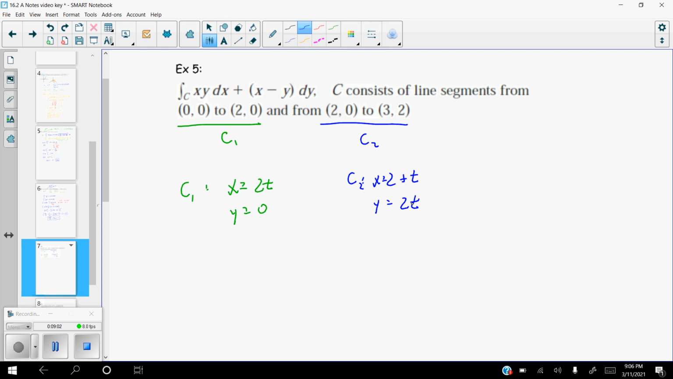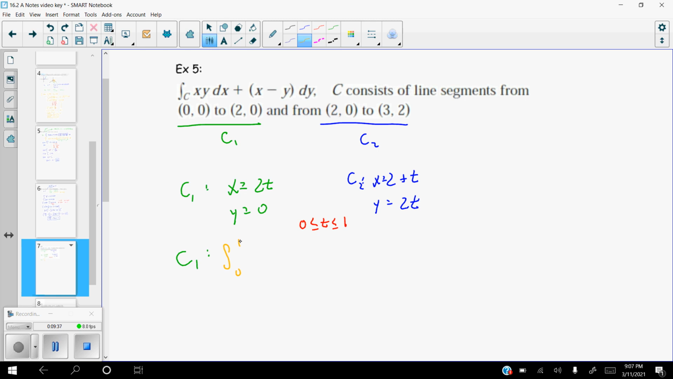Let's see, what are we going to need? For C1, we're going to need dx. For C2, we would need dy. So let's see what we're going to get. For C1, remember that because these are both lines, both of the t values go from 0 to 1. That will always be the case for line segments. So our integral will go from 0 to 1.